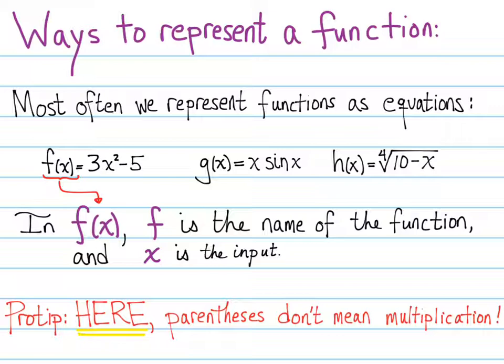When we write f of x, f is the name of the function, and x is the input. So remember that when you see f of x, when you see those parentheses, the parentheses don't mean multiplication. This is not ever f times x. That's not what that means. What it means is that it's f of x, x is the input, and x is being put into f, the name of the function.